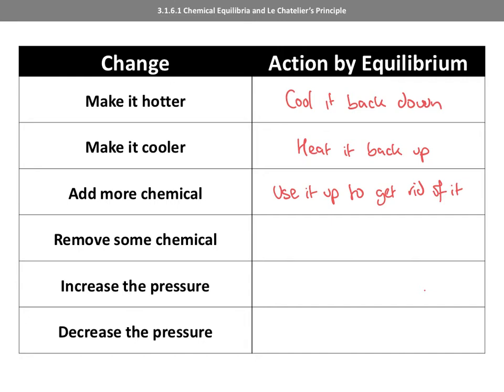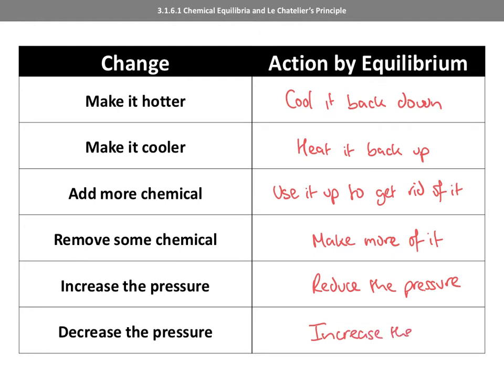What if we remove some chemical? Again, it doesn't matter whether it's reactants or products. How is it going to cancel that change? It's going to try and make more of it. If we increase the pressure, then if it seeks to cancel it, it wants to reduce the pressure. And if we decrease the pressure, then the action by equilibrium is trying to cancel it, so it's going to try to increase the pressure. So we're going to consider how shifting the equilibrium can cancel any of the changes we're suggesting on the left-hand side here.